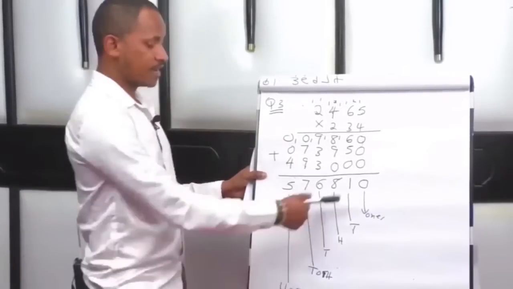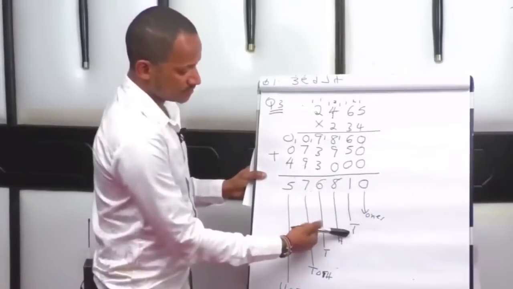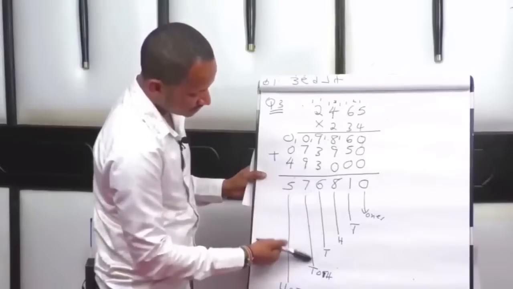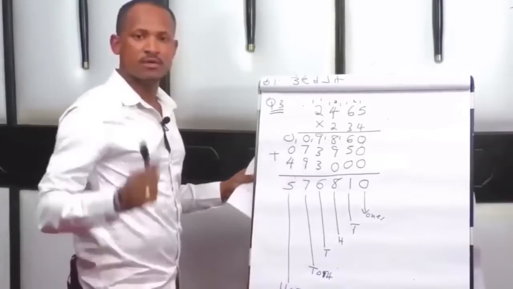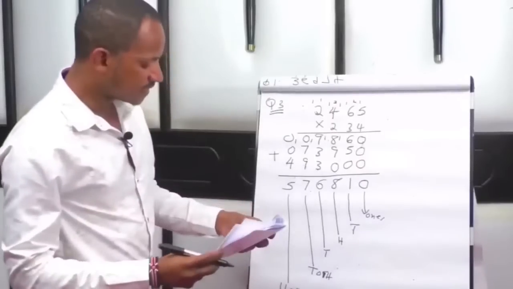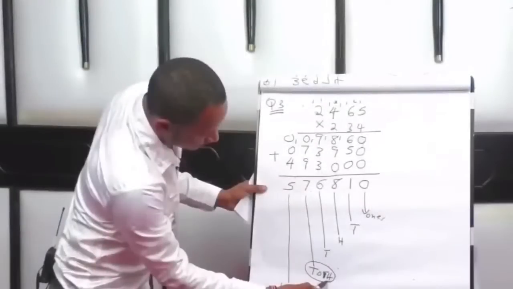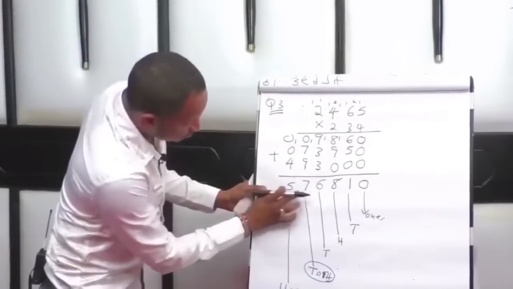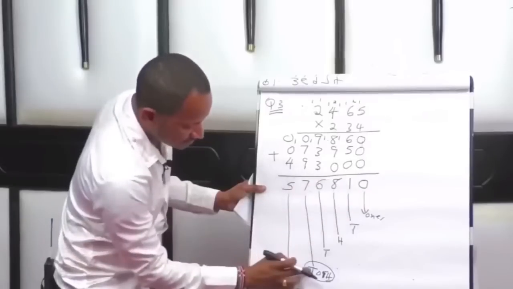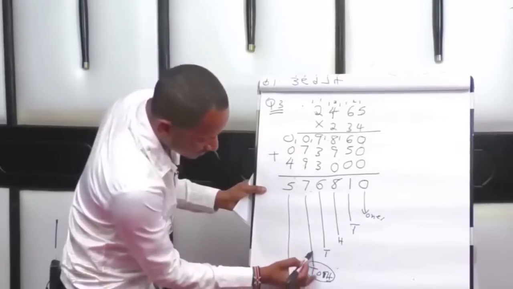Again, identify the place values of these numbers. 0 is ones, 1 is tens, then hundreds, then thousands, then tens of thousands, then hundreds of thousands. So the question is asking, what is your answer rounded off to the nearest 10,000s? So come here and identify, where does tens of thousands lie? It lies here. Therefore, we want to round off this number to the nearest tens of thousands. If you're told to round off to the nearest tens of thousands, look at the next number.